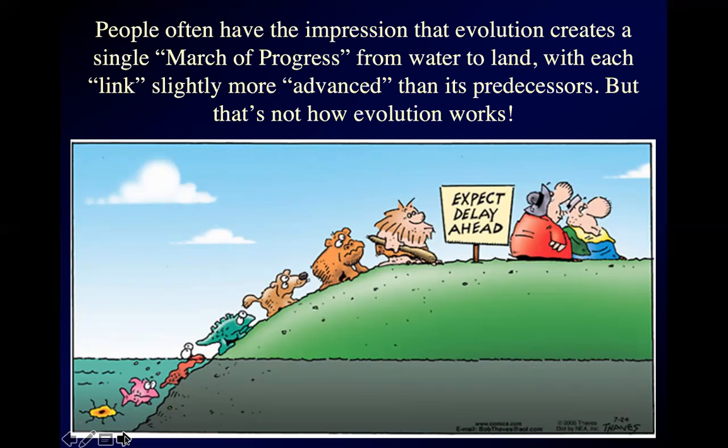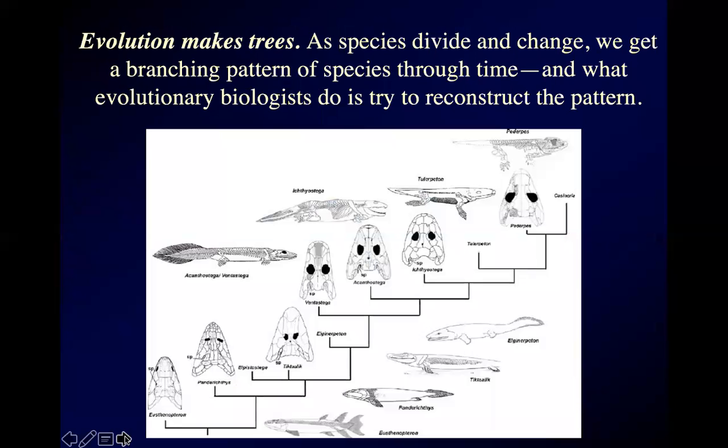Evolution makes trees. Species don't evolve their own replacements. Species split, and those splits give rise to new species. And what we try to do is reconstruct that branching pattern. This is a little bit of that branching pattern reconstructed for some fossils of the oldest vertebrates that had a backbone and crawled around on land. You don't really need to see the details on this, but this is what evolutionary biologists do, is try to reconstruct that pattern.